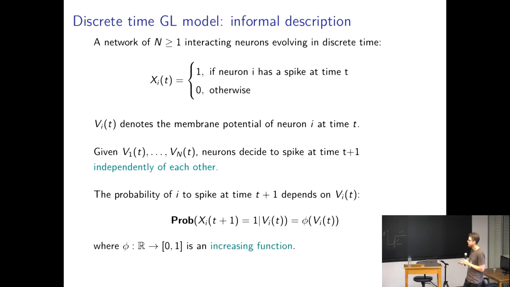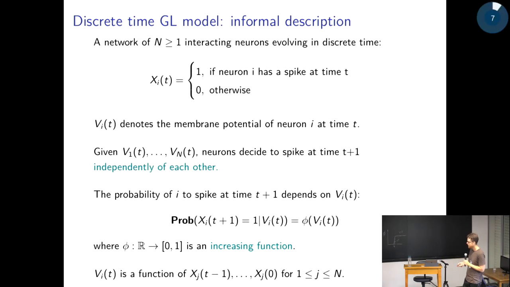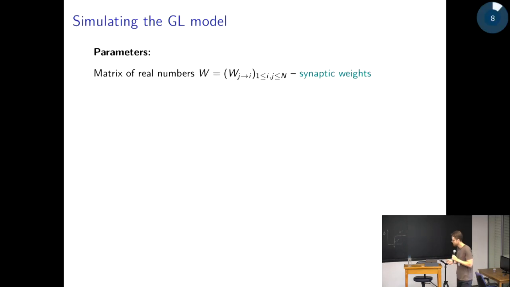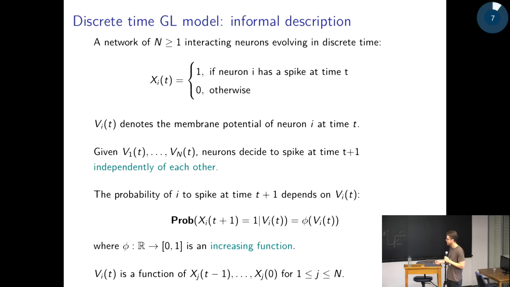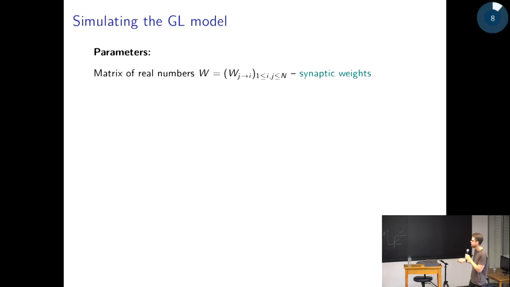And of course, V_i(t), in turn, is a function of the past symbols, X_j(t minus 1) up to time 0, and this depends possibly on all neurons. So essentially, this is the ingredient. I'm not saying how the dependence of this guy is in terms of all the others. Is it clear? I'll be more precise on how V_i depends on X by presenting the simulation algorithm, and I will do this now.